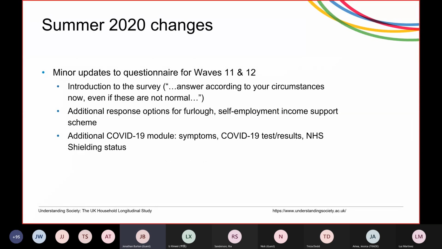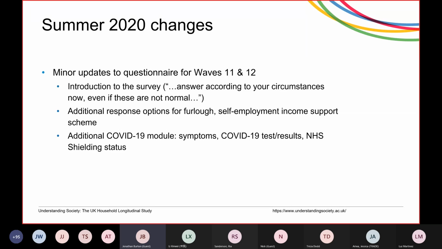We did make some minor changes in the summer for waves 11 and 12 for the questionnaires that were still active. We added a new introduction to the survey. This was after we'd had a few people contacting our helpline. They were trying to be very helpful, and they weren't sure whether to answer the question as things normally would be, or to answer the questions as things are now. So we wanted to add some reassurance that, although these are odd times, they could just answer according to the circumstances now. We also added a few additional response options here and there in things like employment status.